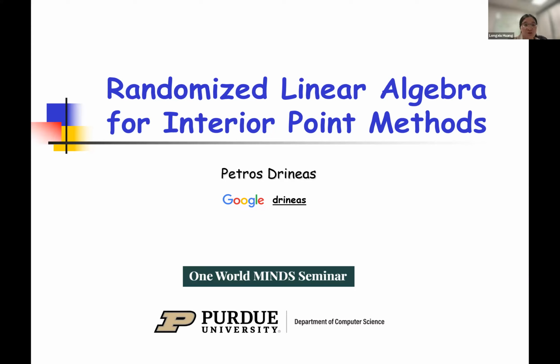Dr. Drineas received a lot of awards. Here, I only mention a few. For example, he received an NSF Career Award in 2006, an IBM Academic Award in 2021, and recently he was selected as a Science Fellow. His research interests are mainly focused on randomized methods in numerical linear algebra and applications. Today, he will talk about randomized linear algebra for interior point methods. Okay, it's your turn, Petros.